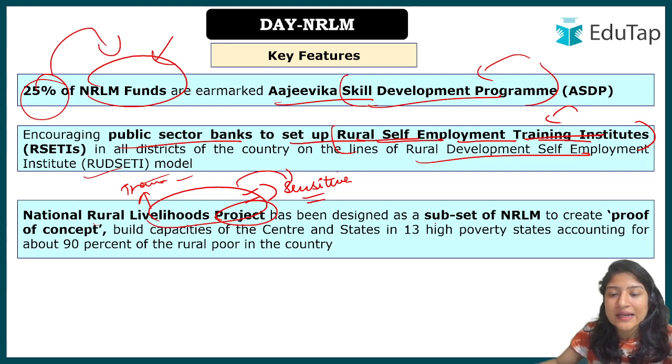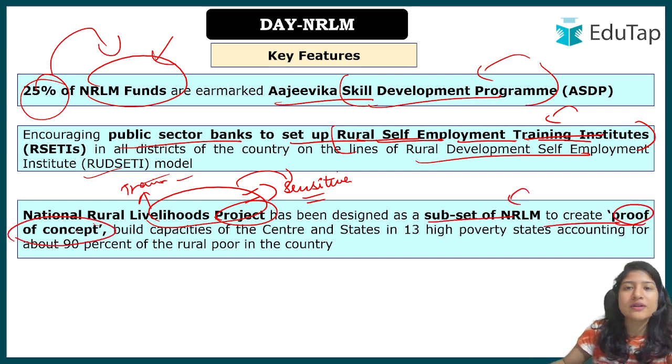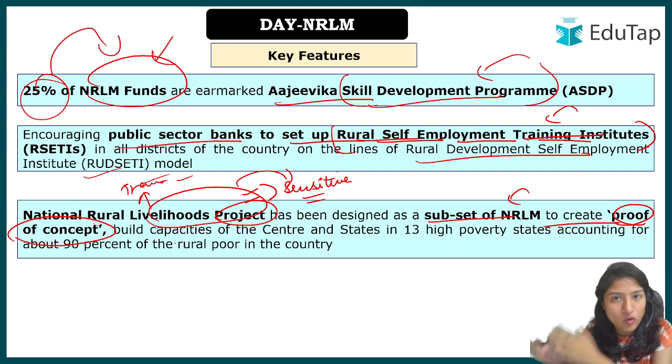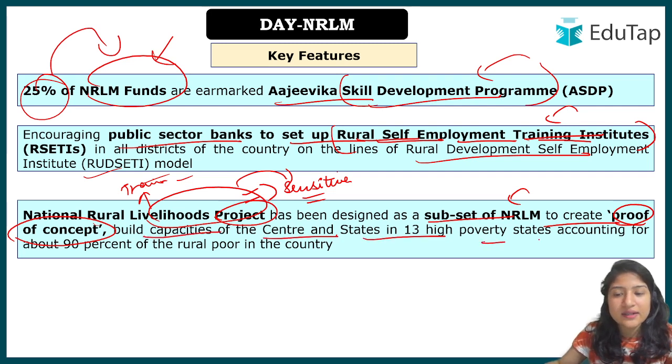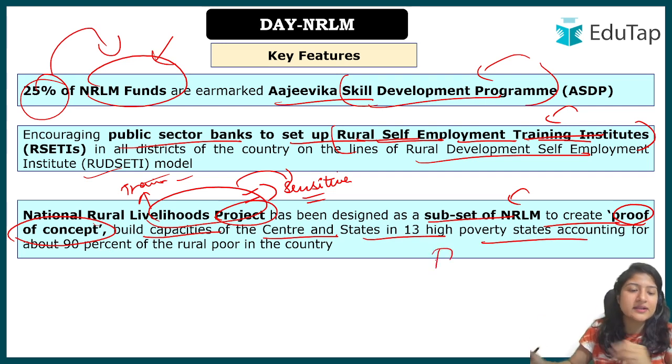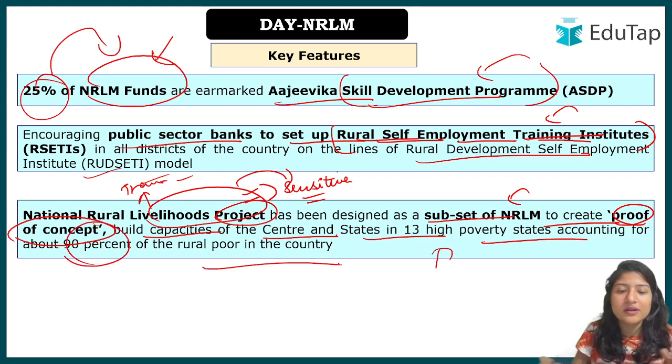It is designed as a subset of NRLM to create proof of concept. What does proof of concept mean? To have a prototype, to tell them a basic idea that these are the objectives of running this program, and whatever result the government wants, they will first make the trainers understand. Build capacities of the center and state in 13 poverty states, because the 13 states in India constitute about 90% of the rural poor in the country.